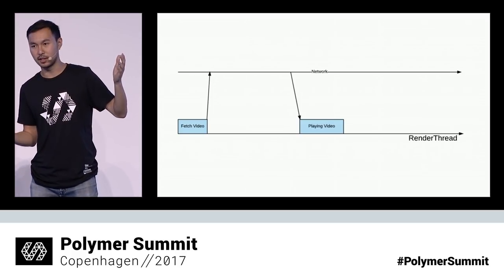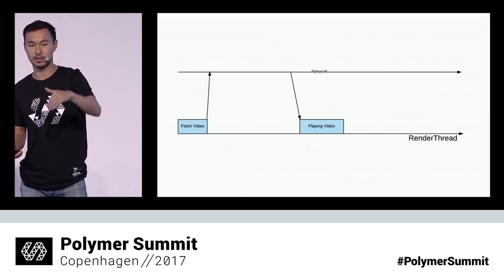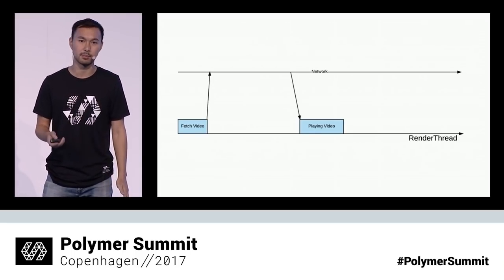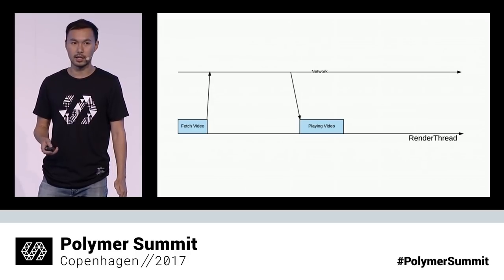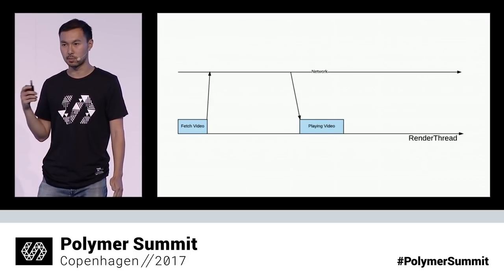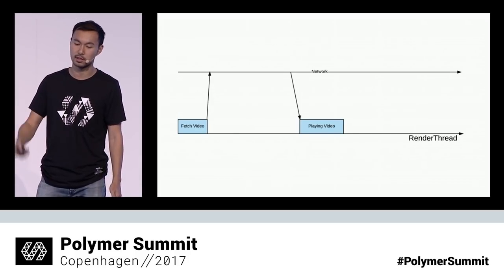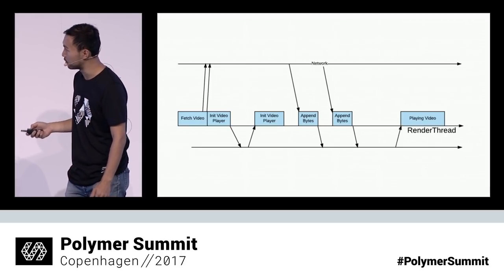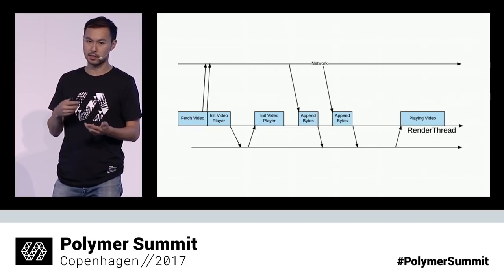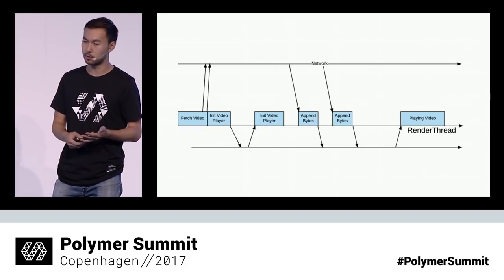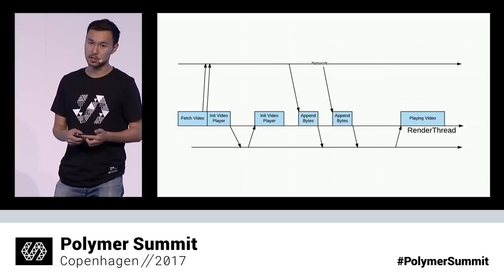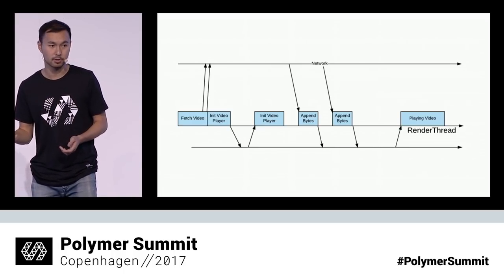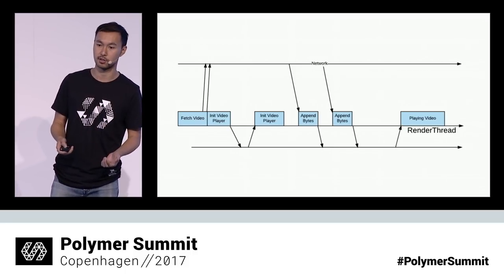People think you play video, you go fetch some video bytes, you give it to the browser, and video plays. But YouTube's not that simple. We do adaptive bitrate. We use DASH. That means you have to use the Media Source Extensions, which means the render thread looks a little bit more like this. This is still a simplified view, but you have to fetch the audio bytes, the video bytes. You have to initialize the video API. You have to append those bytes. And then at some point, video starts playing. So you can see that the render thread is actually fairly busy handling asynchronous events.